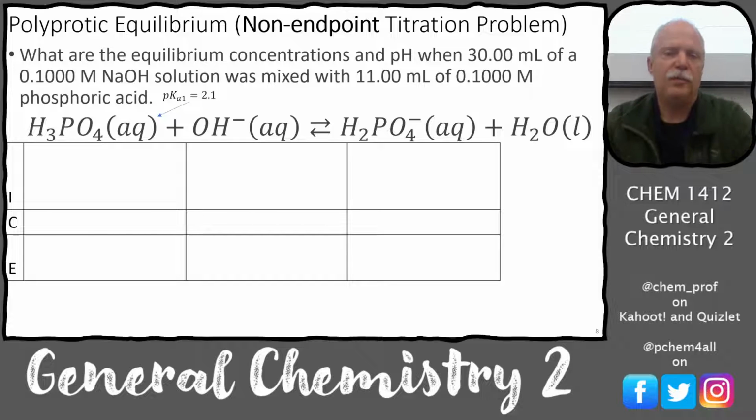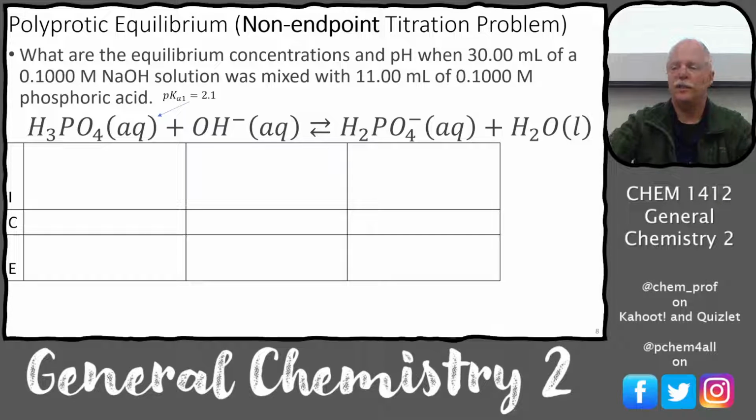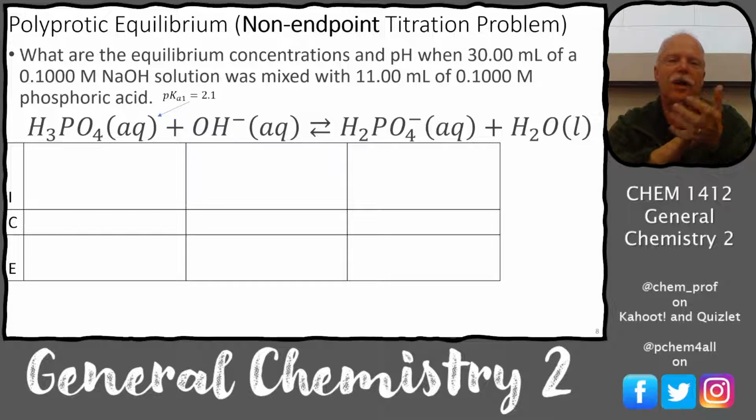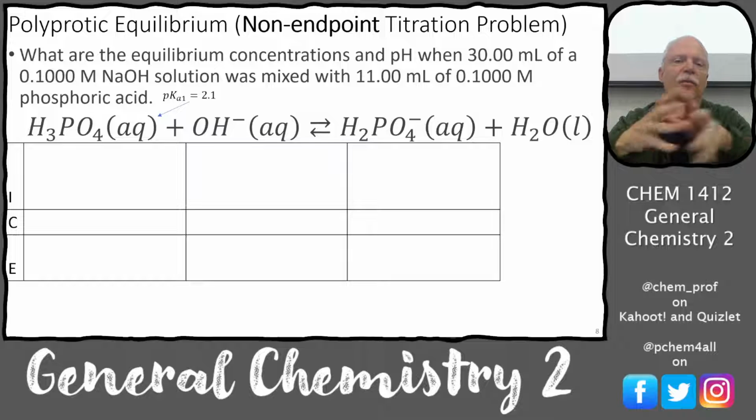So what are the equilibrium concentrations and pH whenever we have 30 mils of a 0.1 molar sodium hydroxide solution mixed with 11 mils of a 0.1 molar phosphoric acid solution. So it's not quite 3 to 1, right? If it was 30 to 10, it'd be 3 to 1. We've got a little bit more acid, so we're not quite at endpoint.